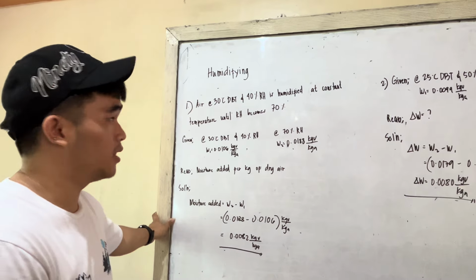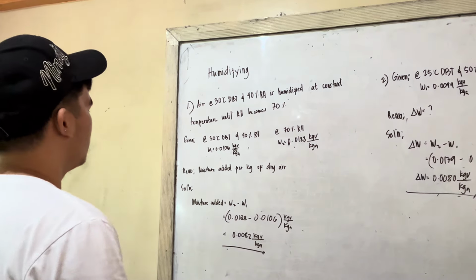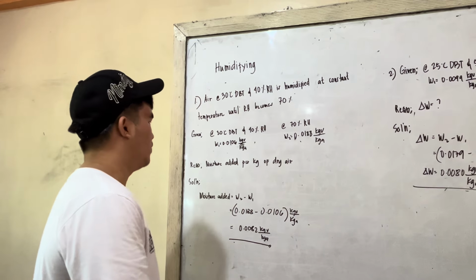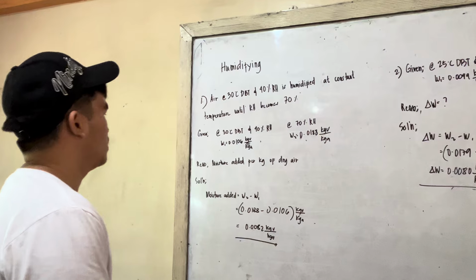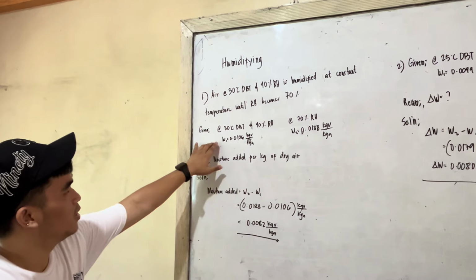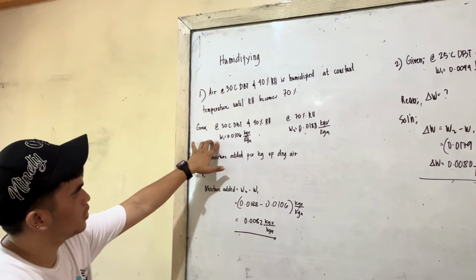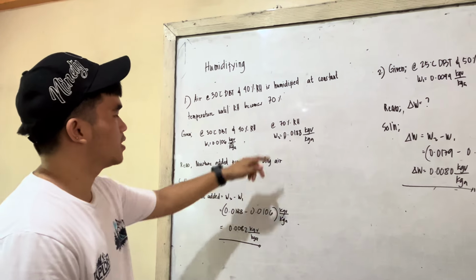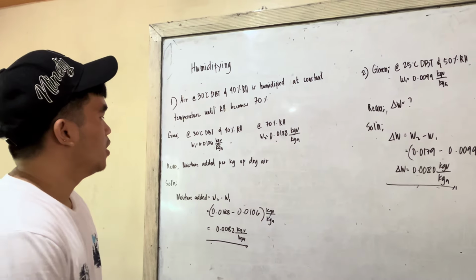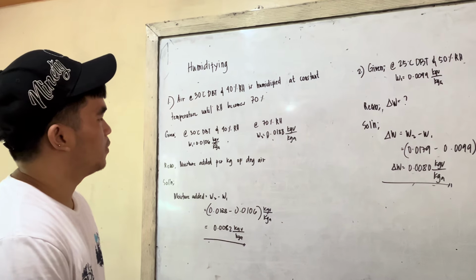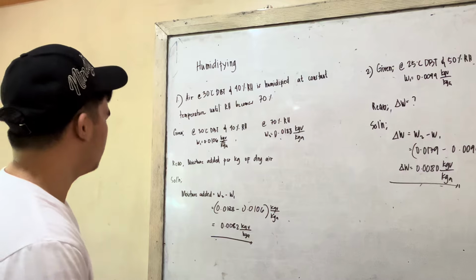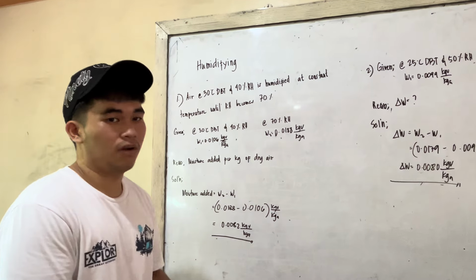becomes 70% RH. So we have at 30 degrees Celsius dry bulb temperature and 48% RH, a humidity ratio of 0.0106 kilogram per kilogram. Then at 70% RH, we have W2 is 0.0188 kilogram per kilogram. So the required of this problem is the moisture added per kilogram of dry air.